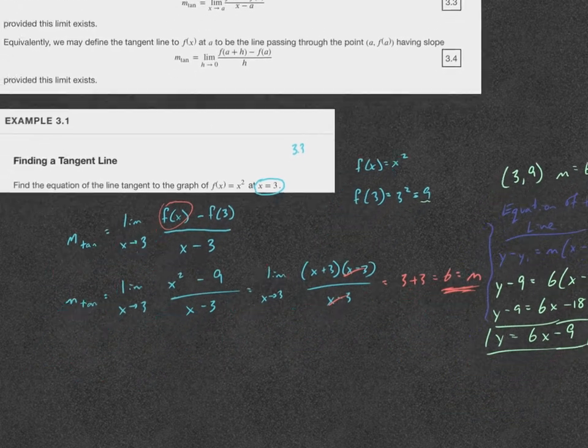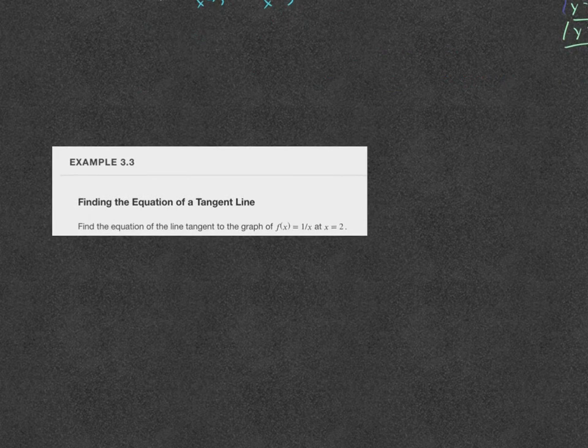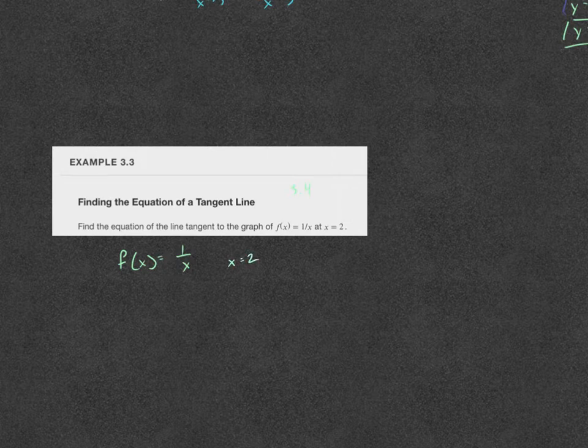All right, let's look at one more example using the 3.4 formula. Find the equation of the tangent line to the graph f of x equals 1 over x at x equals 2. And while I'm doing this, why don't I just get the y coordinate? What is f of 2? That is 1/2. So we have the point (2, 1/2) on our curve.